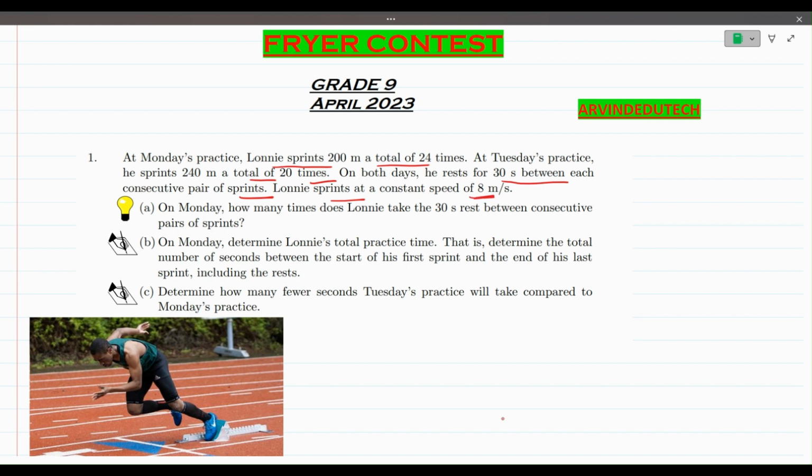So question number one. On Monday, how many times does Lonnie take a 30-second rest between consecutive pairs of sprints? Since he sprints 24 times, there will be a rest of 23 times. There will be 23 consecutive rests. So there will be a rest of 23 times. On Monday, question number two: Lonnie's total practice time.